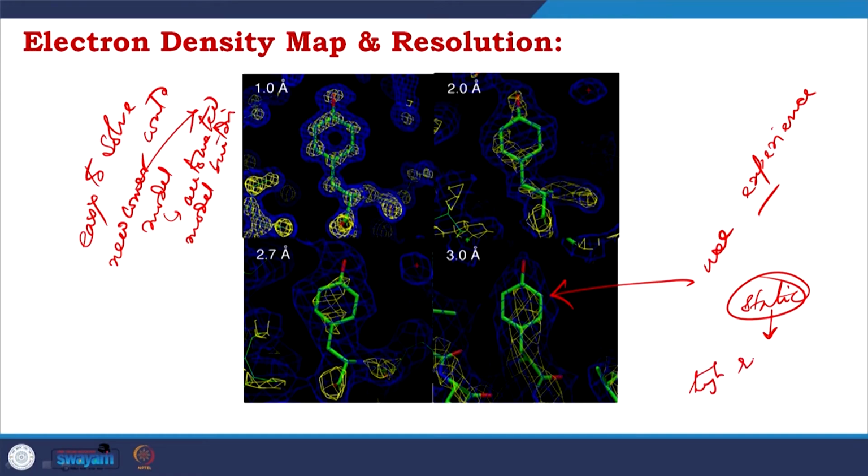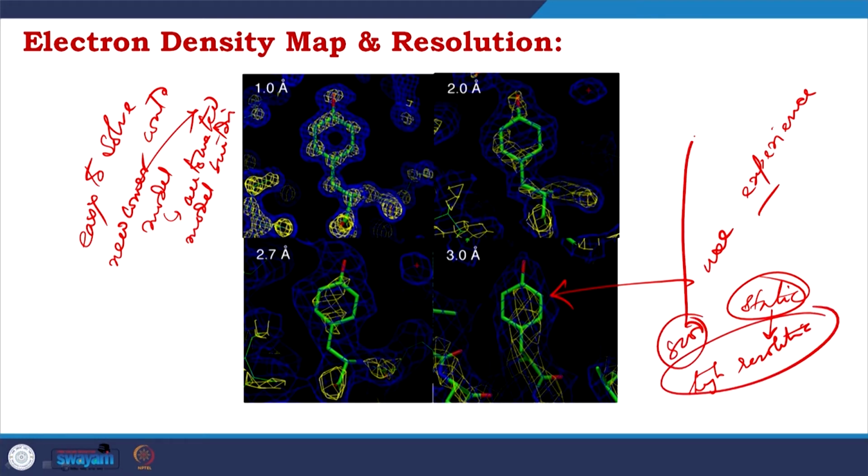So, high resolution is always good, but too much high resolution could be a problem. If you download structures, especially below 1 angstrom, you will see a lot of alternative conformations when you go and see the electron density map. How will we look at it? I will talk about this in the next class.